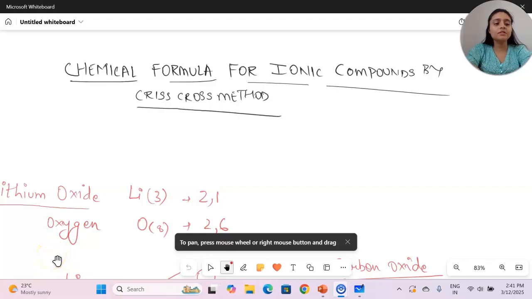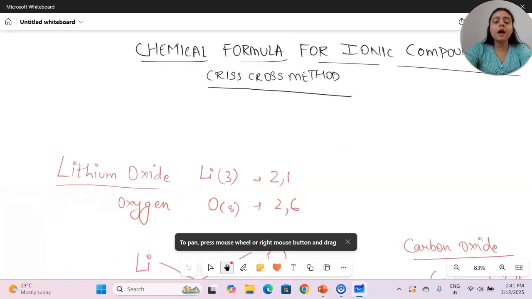As you can see on the screen, there are the chemical formulas for ionic compounds. We are following the crisscross method. Let us see how, by this method, we are going to write the chemical formula for ionic compounds. First things first, we have taken the example of lithium oxide. You can see lithium oxide.